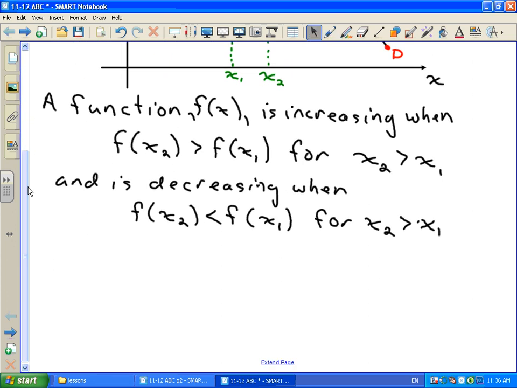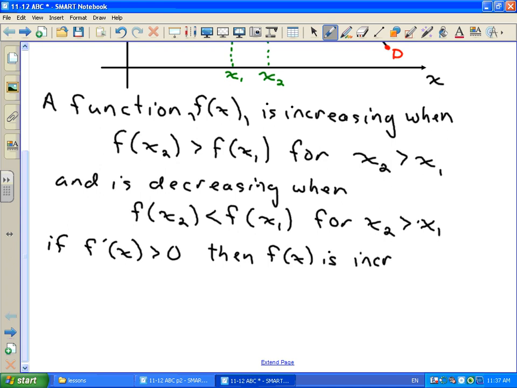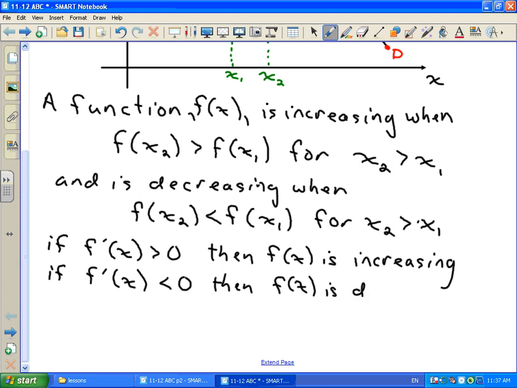So we can just summarize that down here as well. We can say that if f prime of x is greater than 0, then f of x is increasing. If f prime of x is less than 0, then f of x is decreasing.